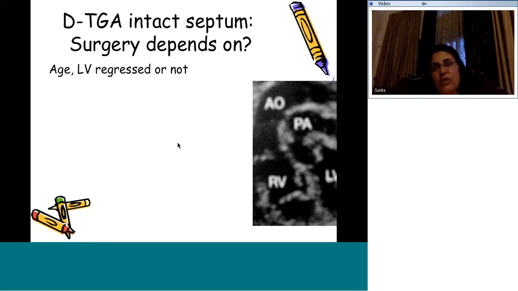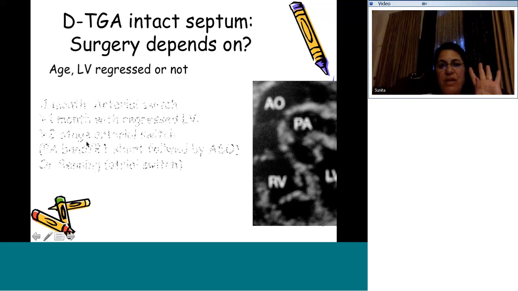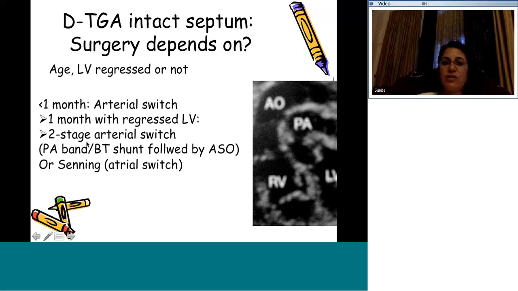So some people, 6 to 8 weeks, 8 weeks, it depends on your center. Definitely, everyone will agree till 4 weeks, that they are not going to ask questions. Even if it looks pancake, anything, they will do a switch. Some centers say even till 6 weeks they'll do a switch. Some say till 8. But if you say 4 weeks, every center will agree till 1 month of age, they can directly do an arterial switch. After 1 month, if the LV is regressed, then what are your options?